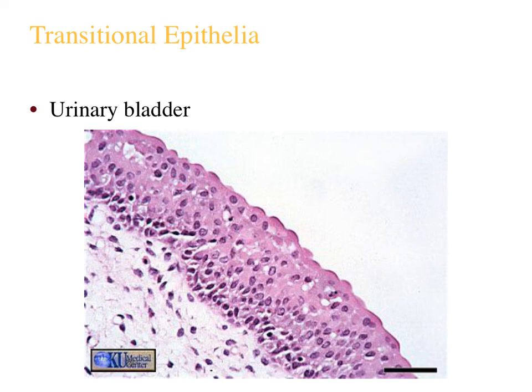Okay, and here's a picture. So the apical surface is here, basal surface is here, and you can see how there's all of these different layers, but then they can flatten out as it stretches.